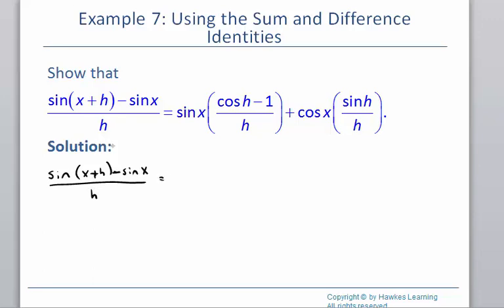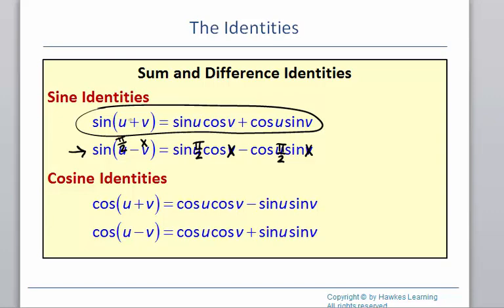Okay, so the first thing I'm going to do, like I said, is take this part and apply my formula. Remember that the formula for the sine with the plus in between is sine of the first angle times cosine of the second, plus cosine of the first times sine of the second. So I'm going to apply that formula to what I have here.